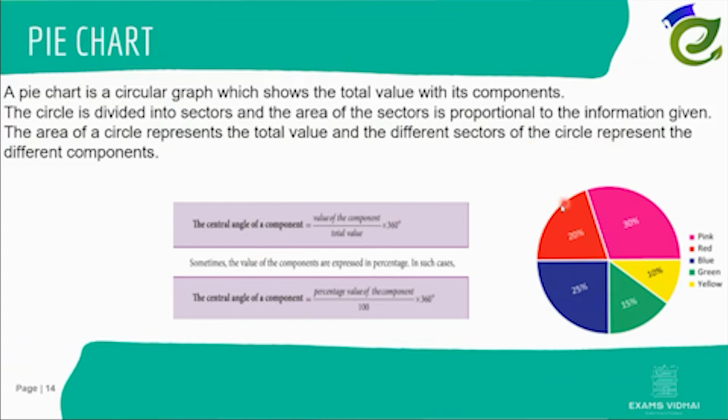So, how to draw a pie chart? Firstly you draw a circle and then for each of the angles you use this formula. The central angle of a component is the value of the component divided by the total value, multiplied by 360 degrees. If the percentage is already given, then to calculate the angle, you use this formula: percentage value of the component divided by 100, multiplied by 360 degrees.